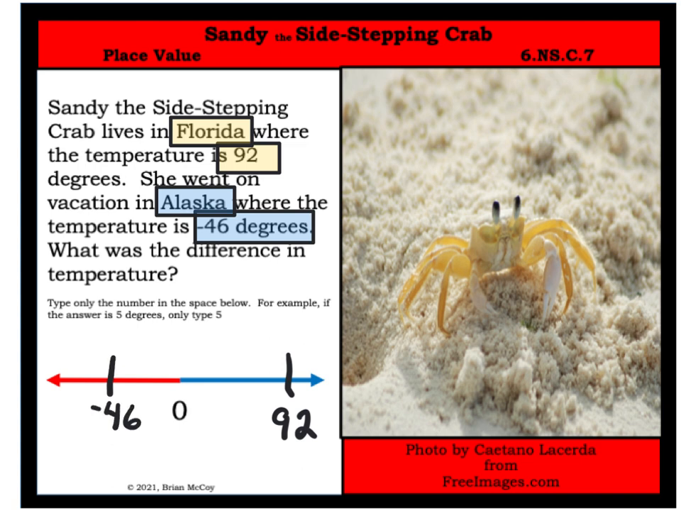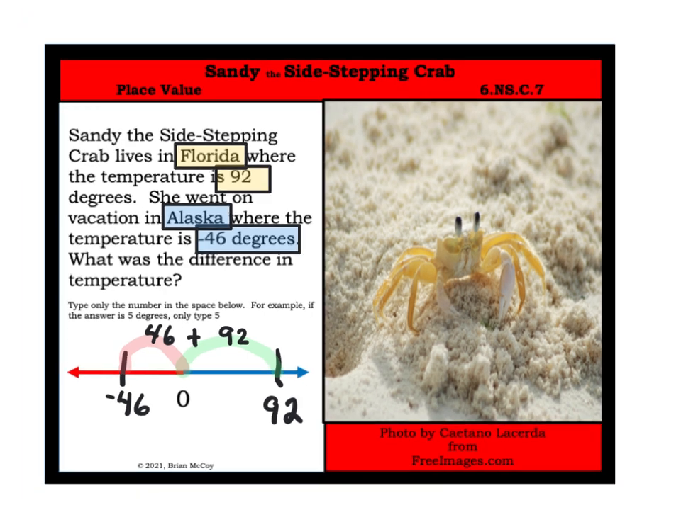Now, if you notice, the first thing that happens is that as Sandy the Sidestepping Crab goes on vacation from Florida, she goes all the way to 0, and that's 92 units, right? So if I do that, I'm going to just go like this. And that right there is going to give 92 units. And I'm going to add then the distance from here to negative 46 because she goes another from 0 to negative 46, and that's another 46 degrees.